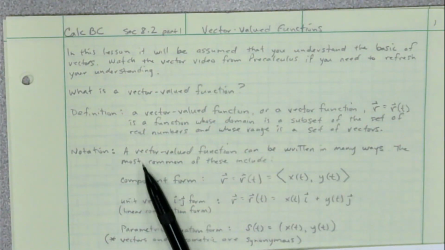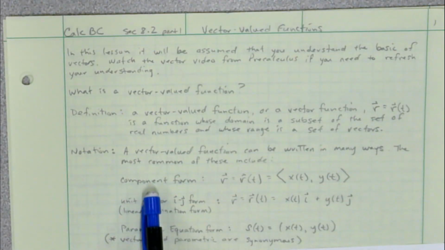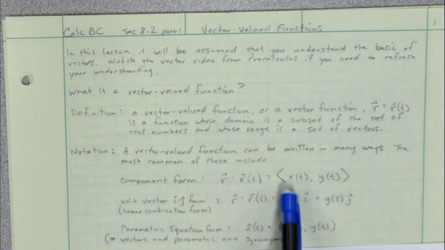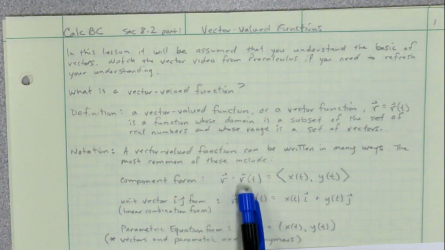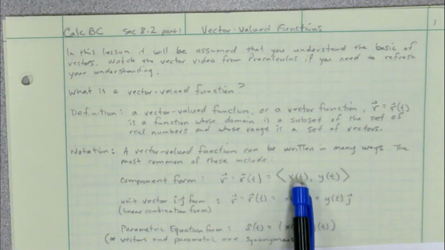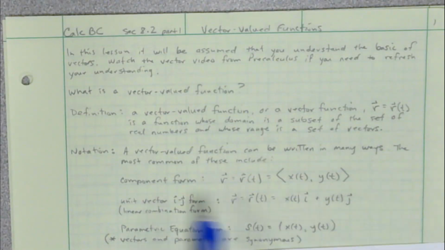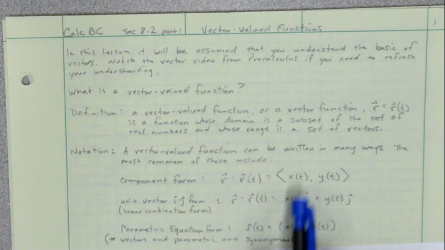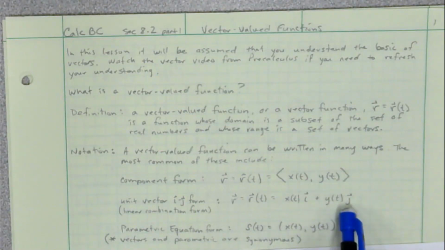The notation that we need to be familiar with is component form, the most common one. If you remember, it has these little pointy brackets, and the vector is broken up into a horizontal and a vertical part. Then there is unit vector i, j form, also known as linear combination form. It's just these quantities, with one times vector i in the horizontal direction and the other times j in the vertical direction.